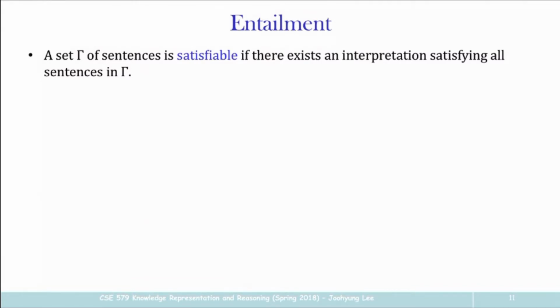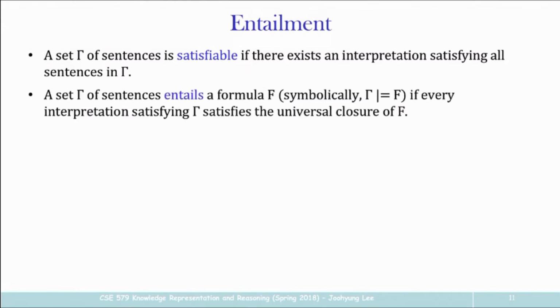So again, this is the same. A set of sentences is satisfiable if there is an interpretation that satisfies all sentences. And a set of sentences entails a formula. You recall the entailment, right? That's one of the homework problems. Gamma entails F if every interpretation that satisfies gamma satisfies the universal closure of F. All right, that's okay.